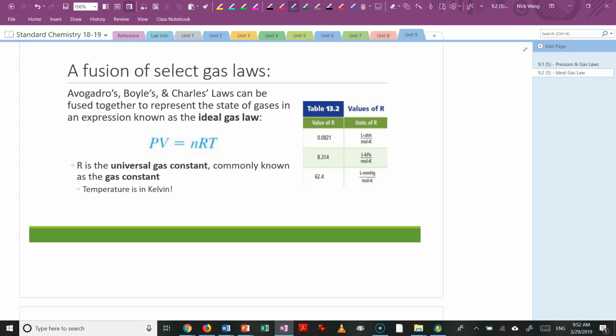So these four actually can be sort of rearranged. These four variables can be rearranged and made into something called the ideal gas law, which is represented here. So this is the formula of PV equals nRT.